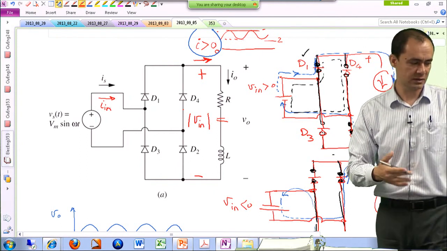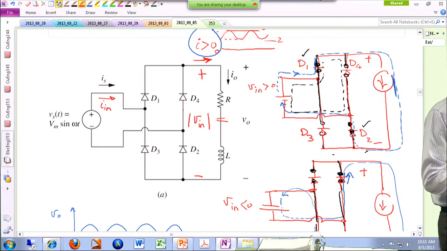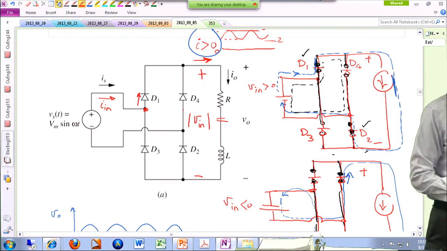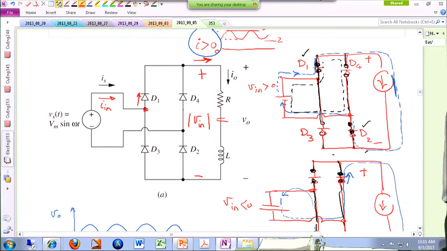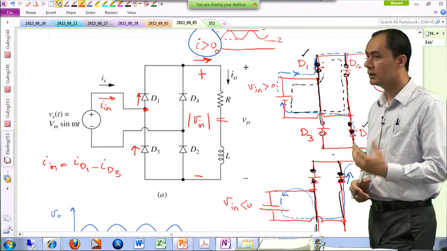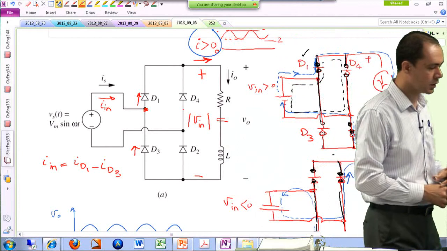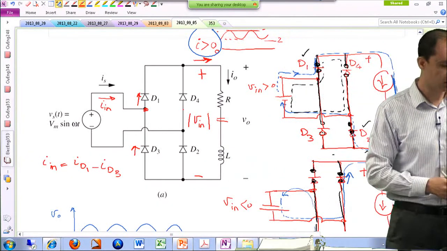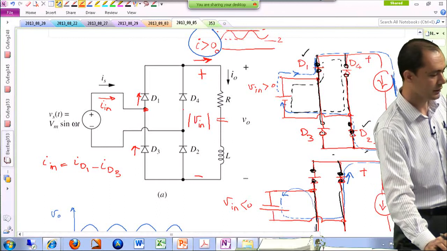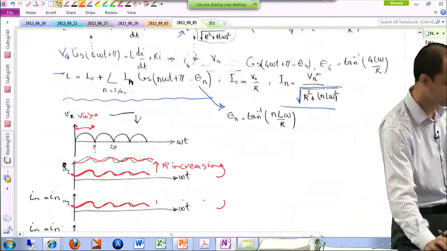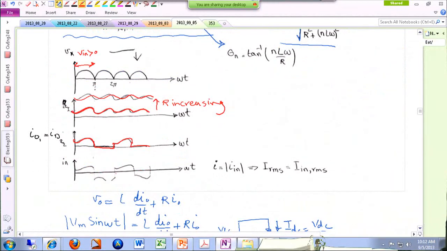IN as input, or as the book is labeling it, IS as in source. This current, if you apply KVL here, is the current of D1 minus the current of D3. So IN is ID1 minus ID3. Please remember, when it comes to labeling the current of a diode, I'm always assuming the diode current is flowing from anode to cathode. So all I have to do is, I already found ID1, I already argued that ID3 looks like it, only 180 degrees phase shifted. I just have to subtract them from each other. And if you do so, you're going to end up with a waveform like this.